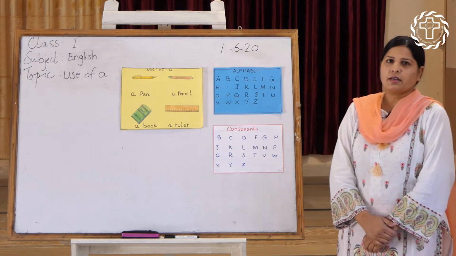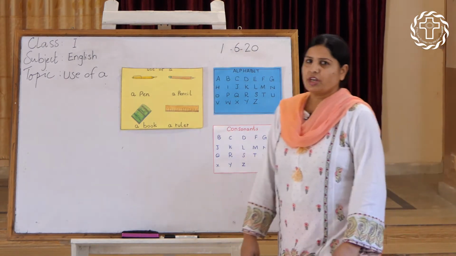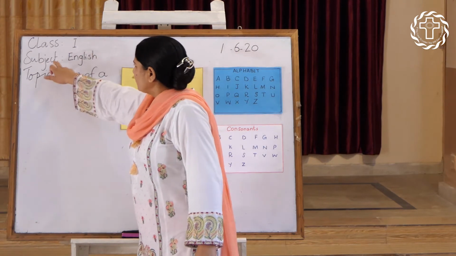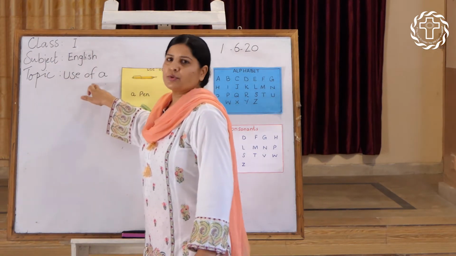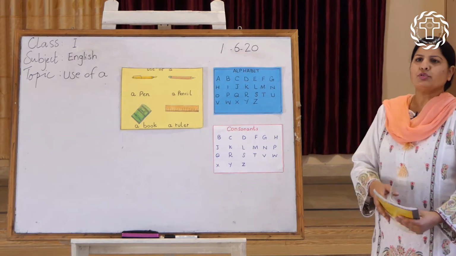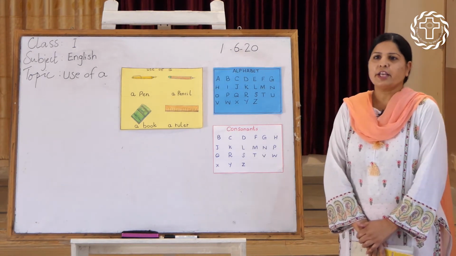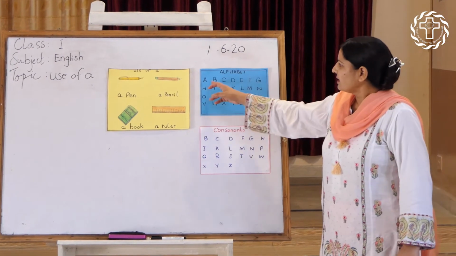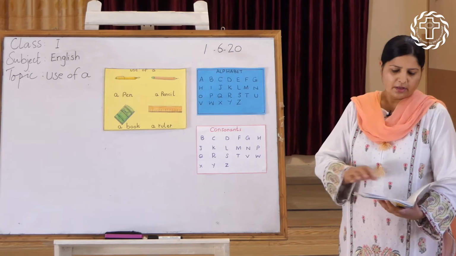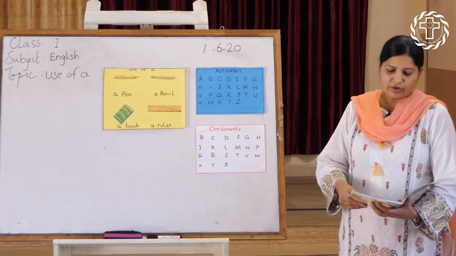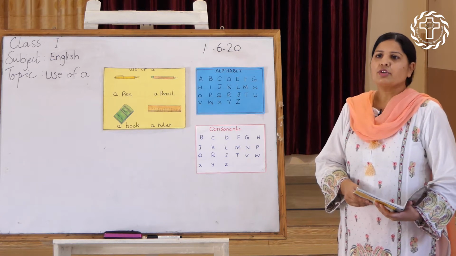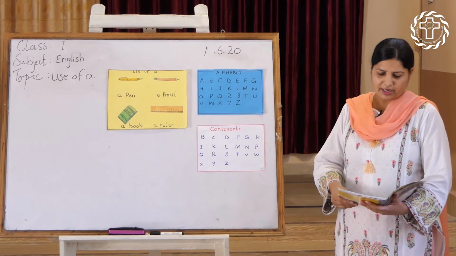Let's start our lesson. Today our lesson is class 1, subject English, topic: use of A. You know about the alphabets A to Z. These are alphabets A to Z. You already read it. There are 26 letters in the English language.